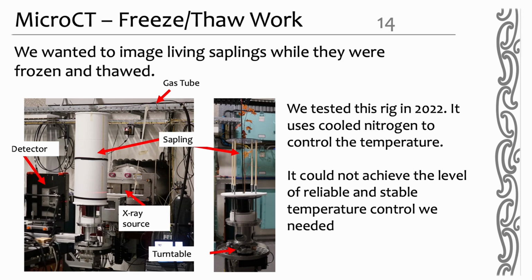This contained nitrogen gas that was passed through a container of liquid nitrogen to rapidly cool it before it entered the chamber. By controlling the flow rate of gas into the main chamber, we were trying to control the temperature to recreate more realistic freeze-thaw conditions, like what a sapling or a full tree would experience in nature.